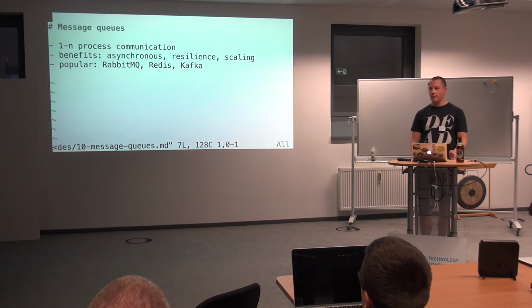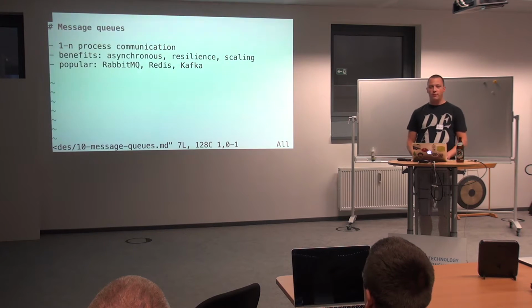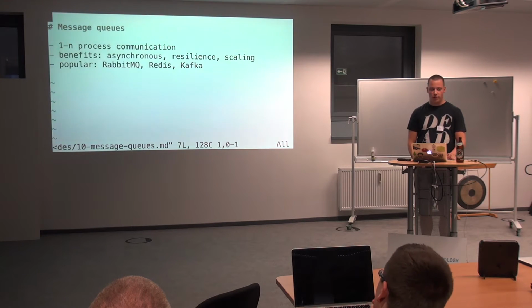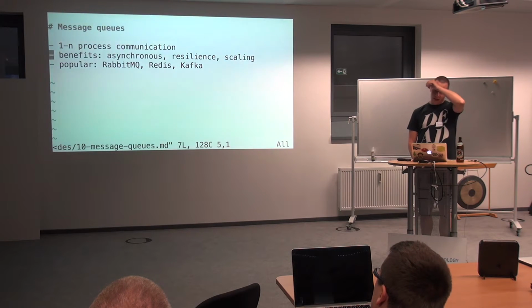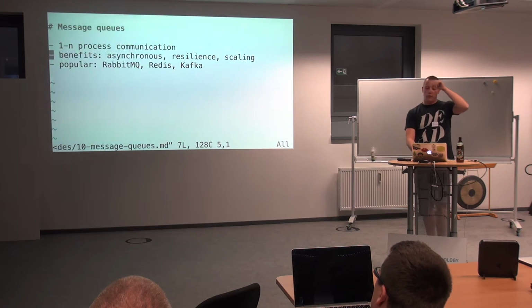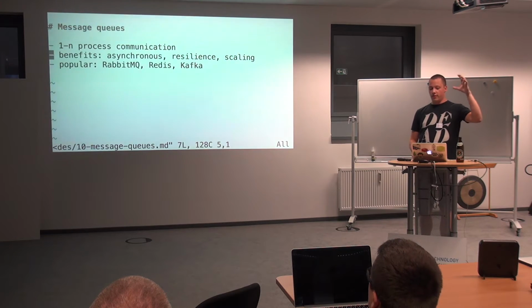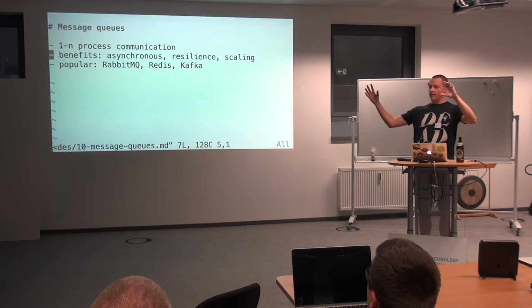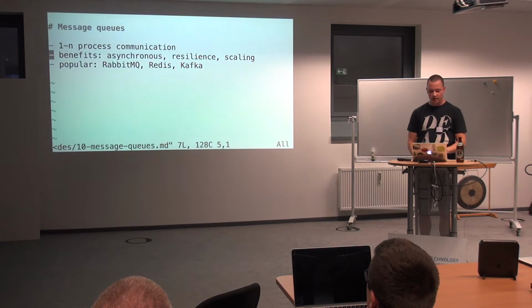Okay, so first, what is a message queue? A message queue helps with one-to-N process communication, like an IPC tool, although you can also use it in one process. And it helps making your code work asynchronously, like if someone produces a thing, it doesn't have to be consumed immediately. It helps with resilience, because messages will be requeued if there's an error processing them, and it works with scaling.